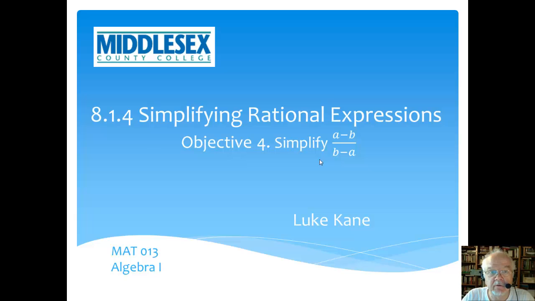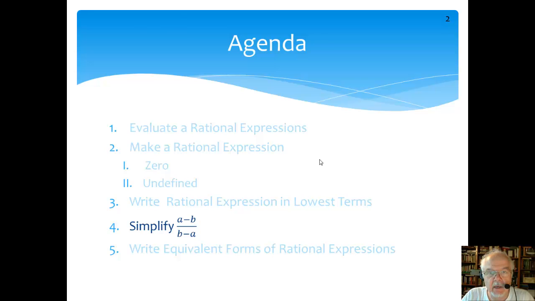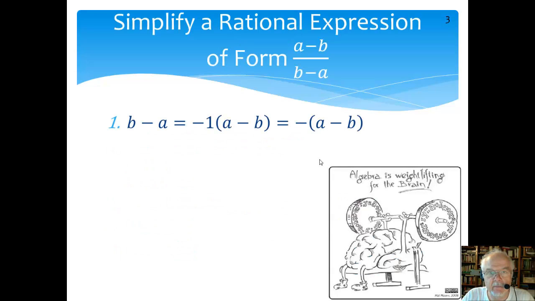Today we're on the fourth objective of Chapter 8.1, simplifying rational expressions, and we're going to simplify a special case where we have a rational expression of the form a minus b over b minus a. And basically the idea is that b minus a, you can reverse the order as long as you multiply the whole quantity by minus 1.